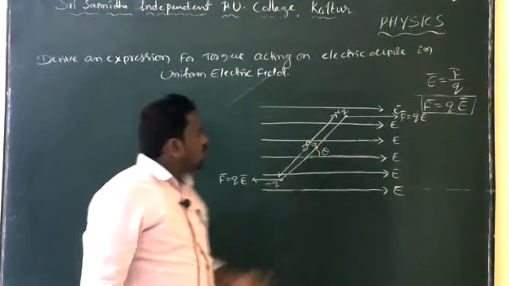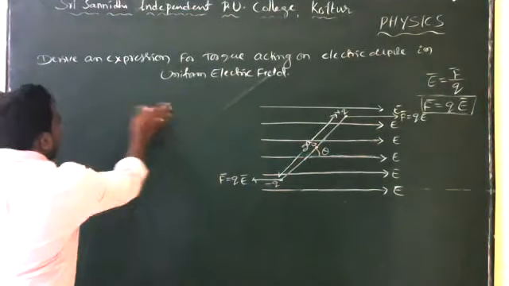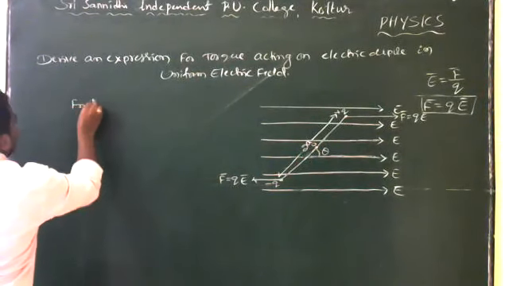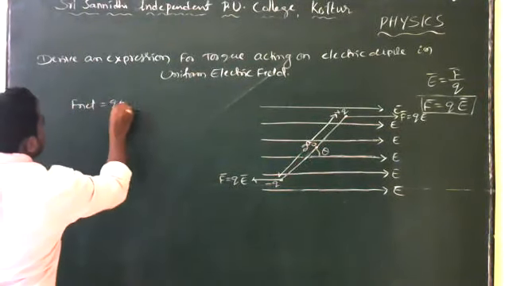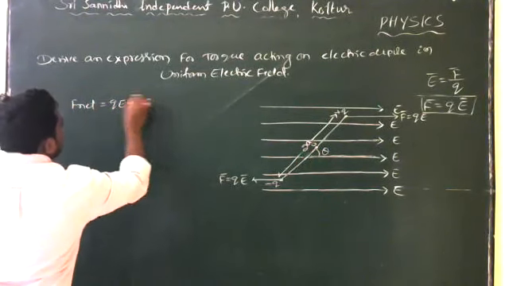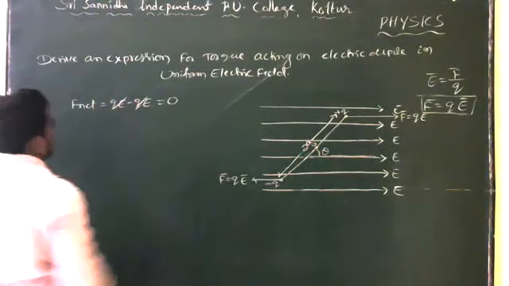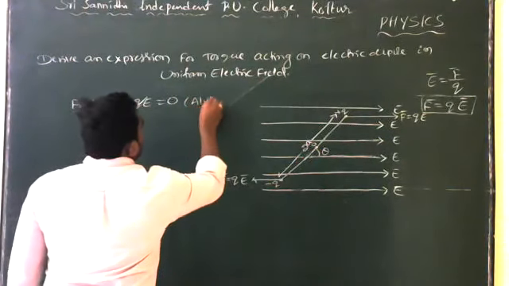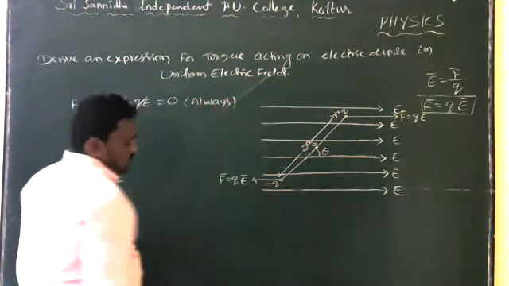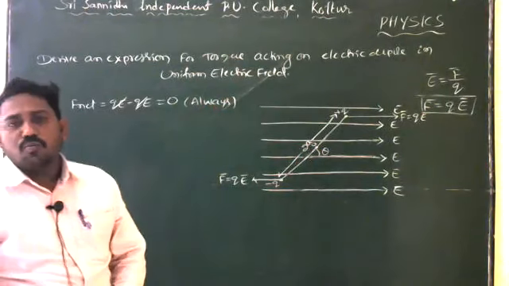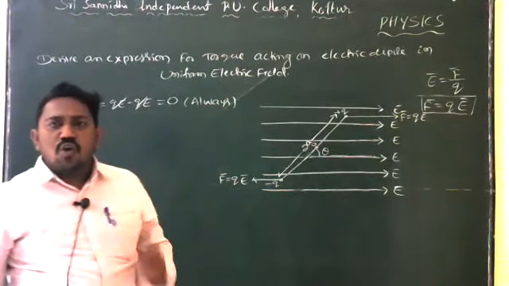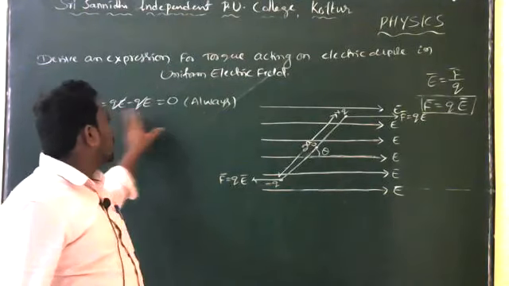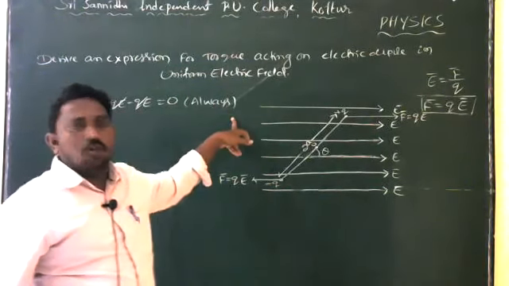The electric dipole will experience a net force. The net force acting on the electric dipole is one force QE and the other is minus QE, so that is equal to zero. This point is very, very important to keep in mind: the net force on an electric dipole is always zero.